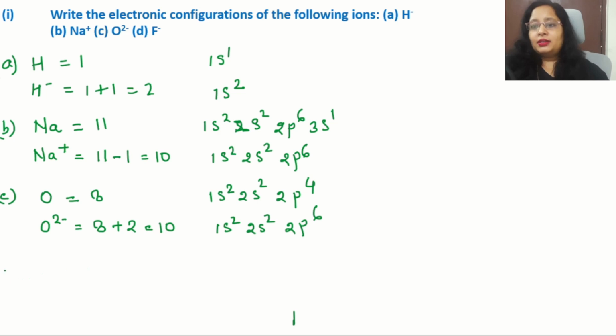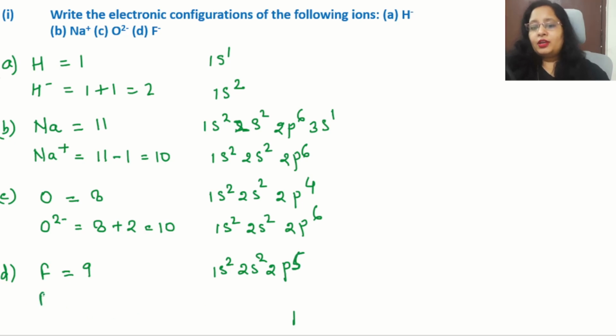Next the D. It is fluorine atom. Fluorine's atomic number is 9, electrons are 9. So the configuration should be 1s2, 2s2, 2p5.